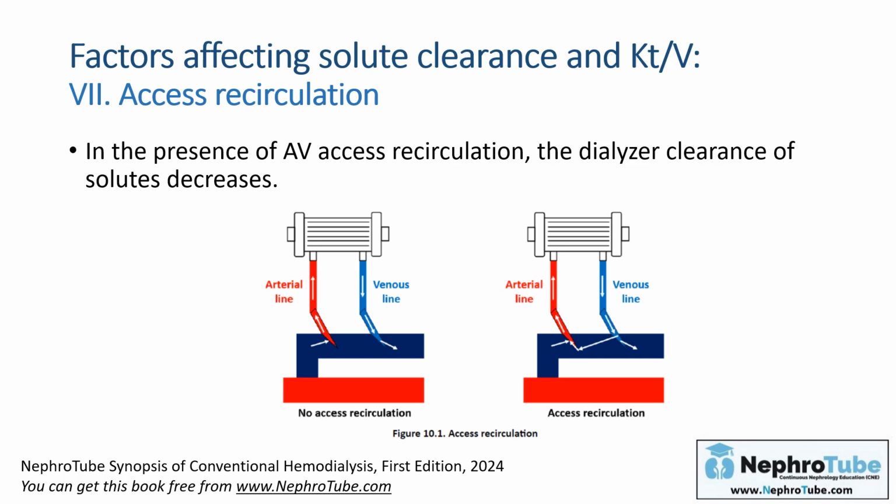The next point affecting solute clearance is access recirculation, and we mentioned that earlier, and again in chapter 10. This recirculation will cause clear blood to re-enter the dialyzer, decreasing the inflow of blood having a high level of urea, and this will affect the dialysis adequacy and dialysis dose. And we will talk about this later in chapter 10 in detail.